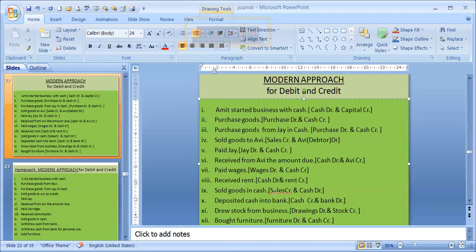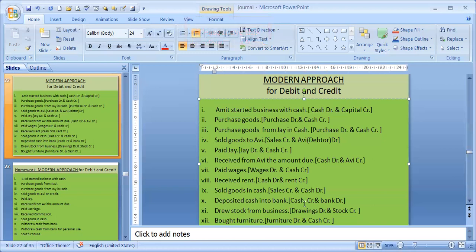Sold goods in cash. So over here, revenue, sales has increased. So sales is credit. And cash has increased. Cash being an asset has a debit balance. So whenever it increases, debit. Sales has a revenue balance. Revenue means credit balance. And sales is increasing in the business. That's why credit. Revenue is credit already and further increasing, so credit.